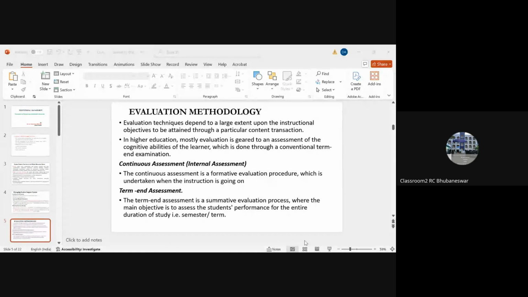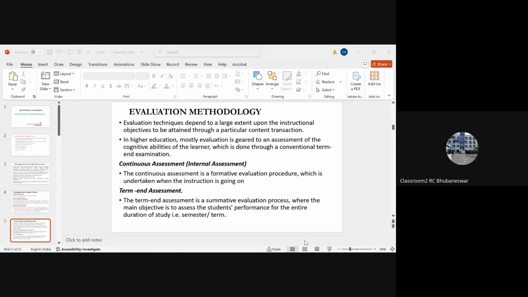The continuous assessment is a formative evaluation process and it is undertaken while the instruction is going on. So now the 31st March is the last date for submitting your assignment for internal assessment, that is 30%, for July 2024 session students. For January 2024, it has already gone, from 13th November 2024.